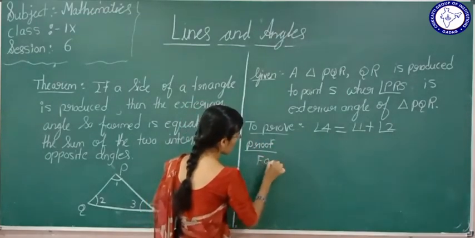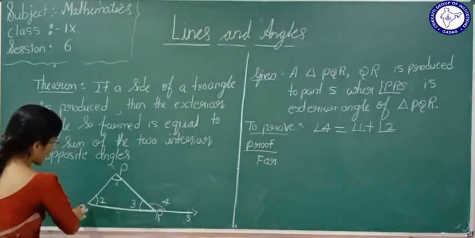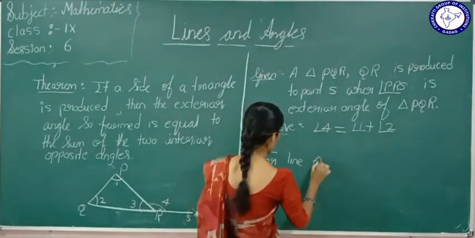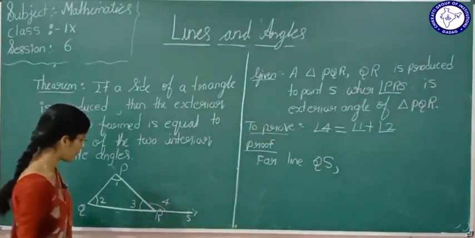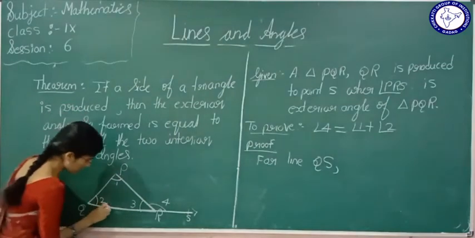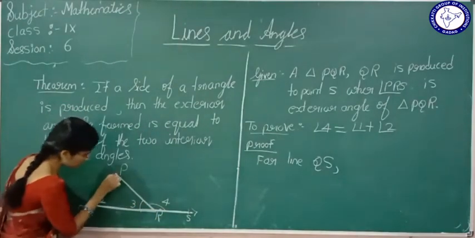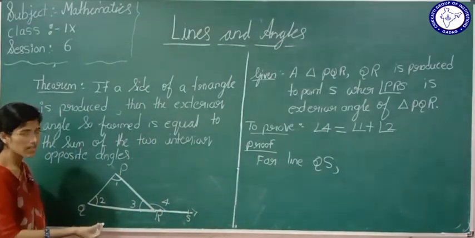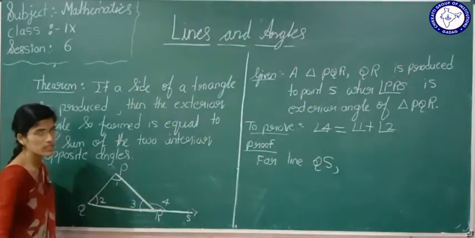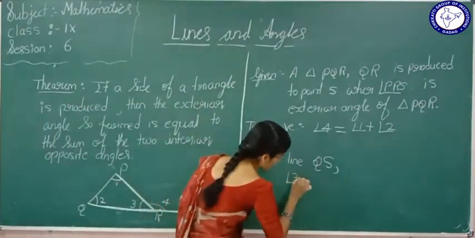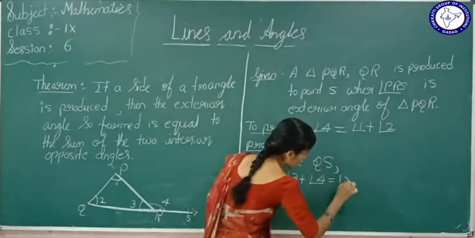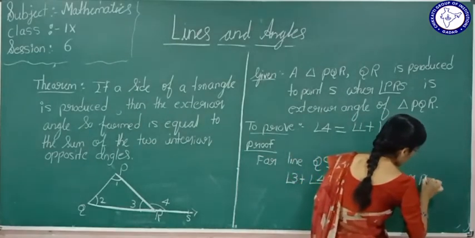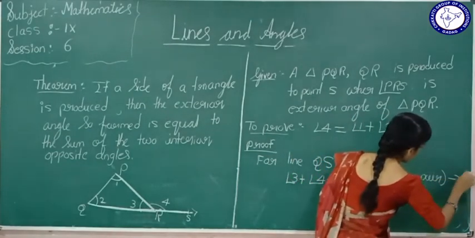Now see here, for line QS, this is a line and PR stands on QS. So what we can tell? Angle 3 plus angle 4 is equal to 180 degree. What is the reason? Linear pair. Yes or no? Equation number 1.